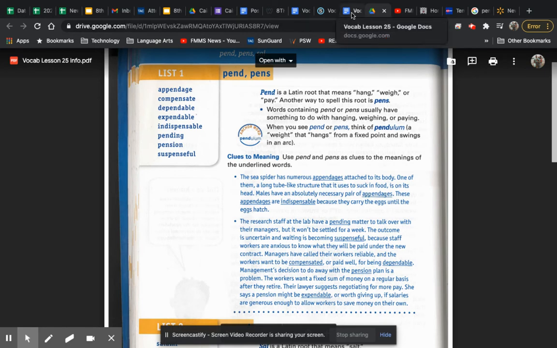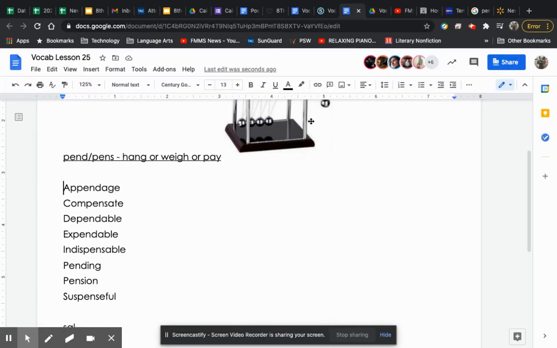All right, so the first one is appendage, and it is something attached to or hanging from something larger, like your arms, your legs. Those are all appendages. Your fingers are all appendages because they're smaller than your torso and they're hanging off your body.